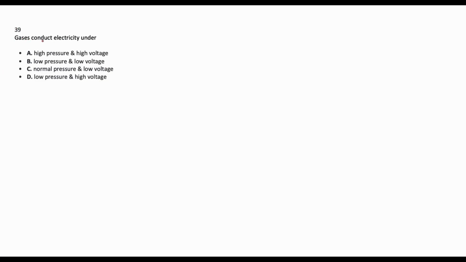Question 39 says gases conduct electricity under what conditions? Now, generally, gases are poor conductors of electricity. In fact, mostly they are considered insulators. We know that to conduct electricity, we need electrons to travel across the material. When gases are at high pressure, they are very tightly packed. What this means is that the mean free path for the electrons is very low, and there is not enough energy or path for the electrons to travel. So in this case, gases do not conduct electricity at high pressure.